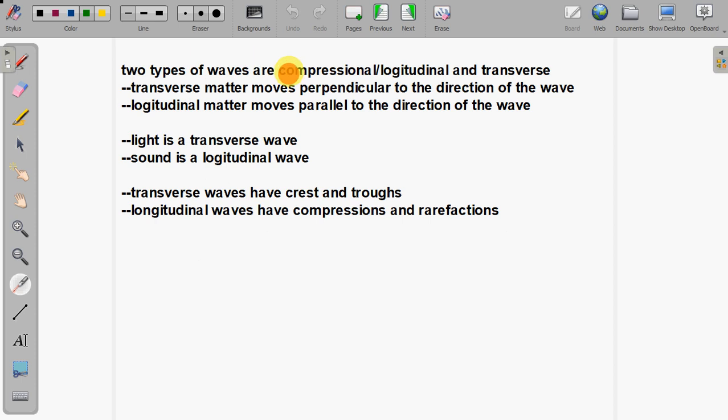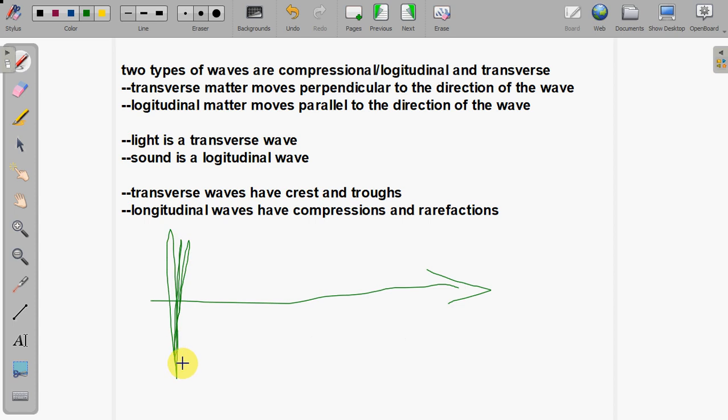There are two main types of waves. Compressional or longitudinal is one, or a transverse wave. A transverse wave, the matter moves perpendicular to the direction of the wave. So if the wave is moving this way, I'm sorry, it's hard to draw with my mouse. So if the wave is moving this way, and the molecule is moving up and down and up and down and up and down, that's a transverse wave.